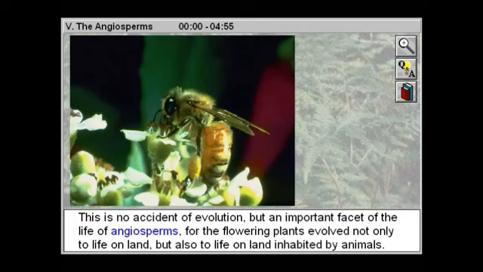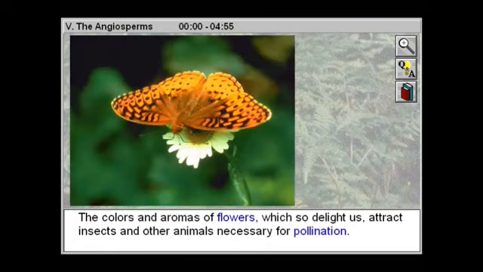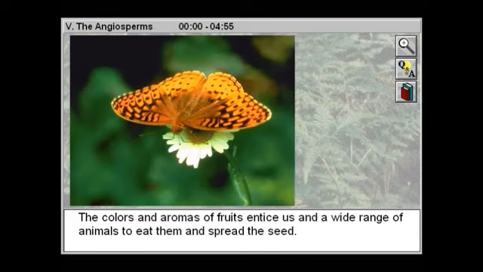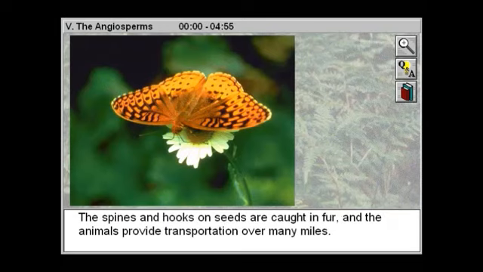This is no accident of evolution, but an important facet of the life of angiosperms, for the flowering plants evolved not only to life on land, but also to life on land inhabited by animals. The colors and aromas of flowers, which so delight us, attract insects and other animals necessary for pollination. The colors and aromas of fruits entice us and a wide range of animals to eat them and spread the seed. The spines and hooks on seeds are caught in fur, and the animals provide transportation over many miles.